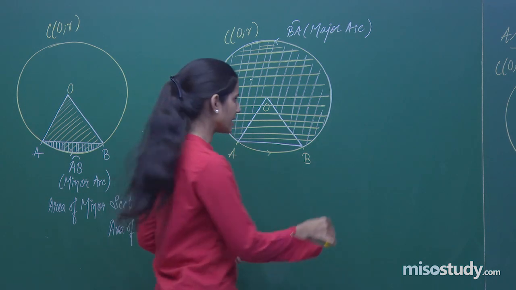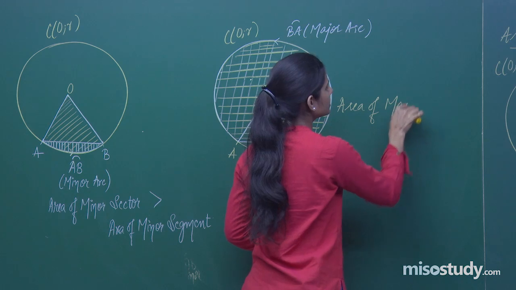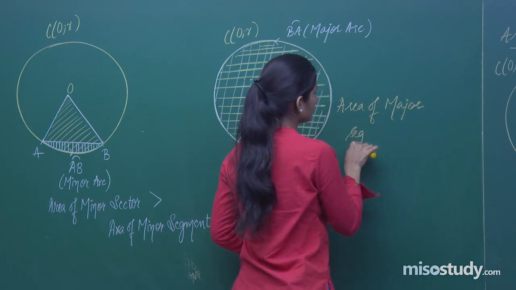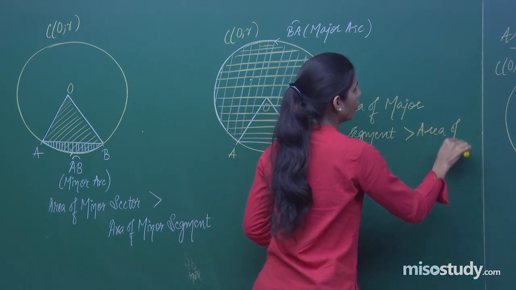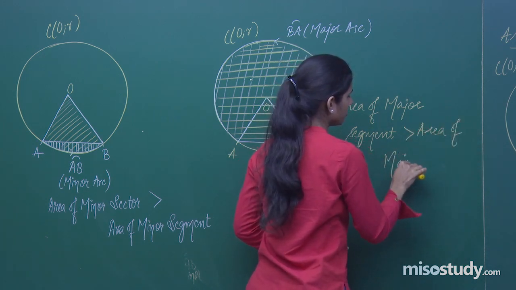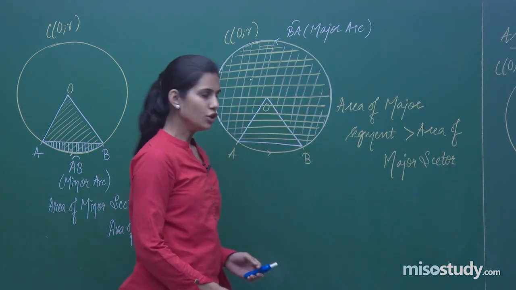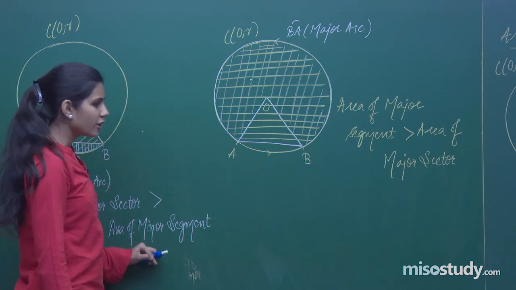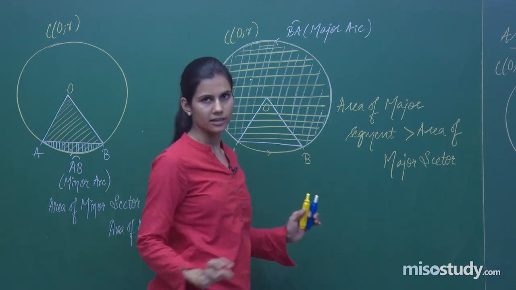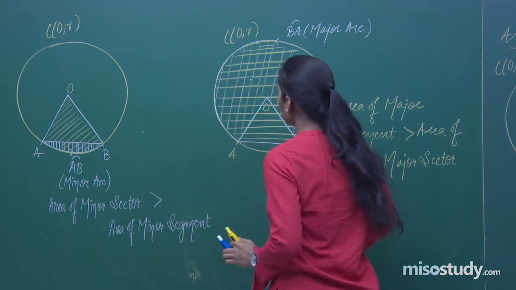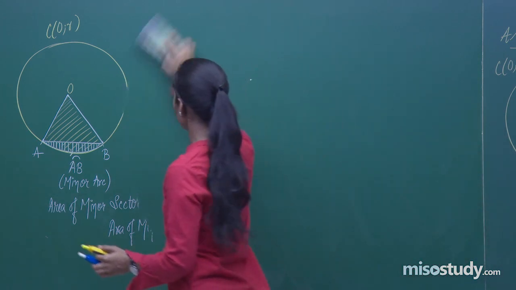than the major sector. Area of major segment is greater than area of major sector. So area of minor sector is greater than area of minor segment, but area of major segment is greater than area of major sector. It's common sense, you can very clearly understand this. Now let us talk about an application of all of this. Let's discuss that now.